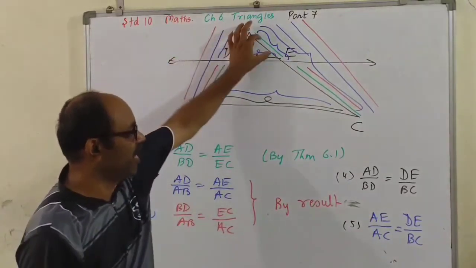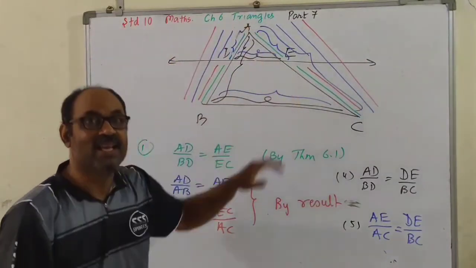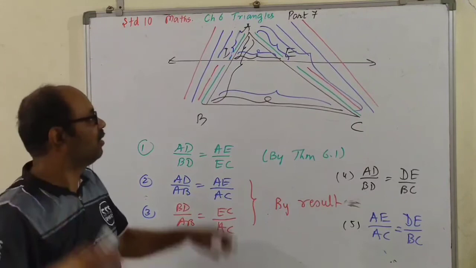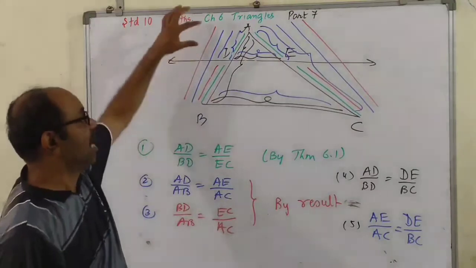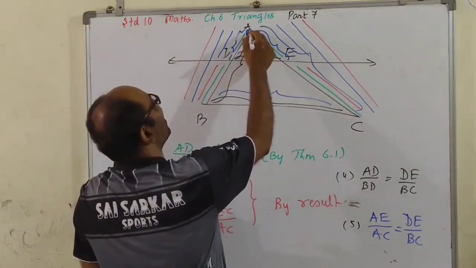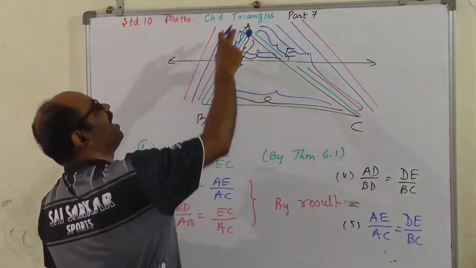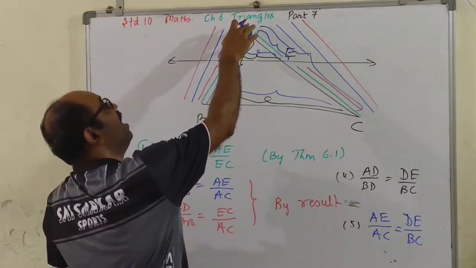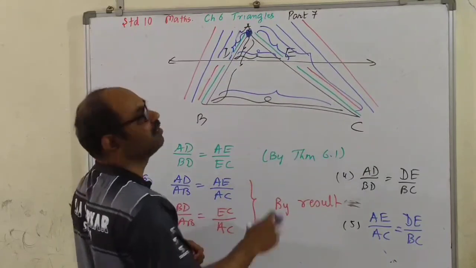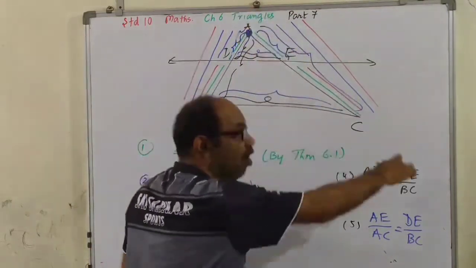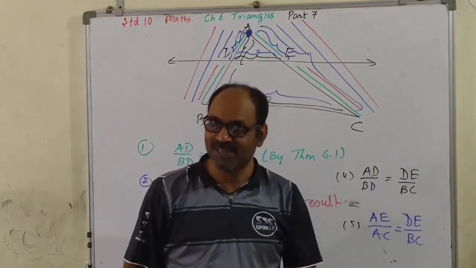AD upon BD is equal to AE upon EC by theorem 6.1. AD upon AB is equal to AE upon AC. By result, BD upon AB is equal to EC upon AC. Now in these two results, you have to take from the vertex; you don't have to take the part, BD part is not to be taken, take only the upper part in the half plane. AD upon AB is equal to DE upon BC. Same with this side, AE upon whole AC is equal to DE upon BC. I hope you understood this.